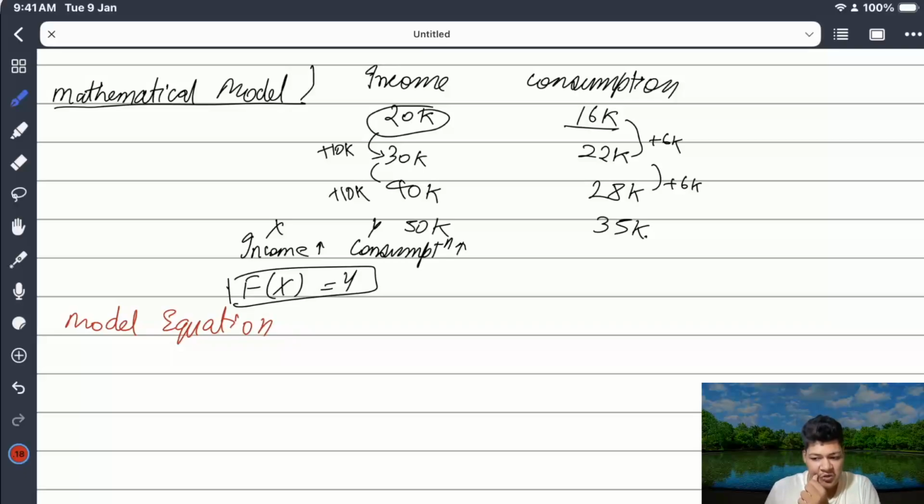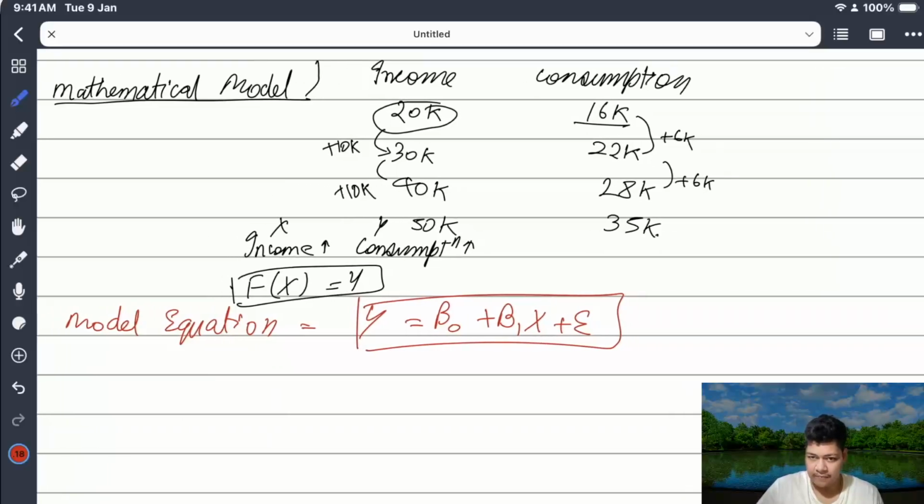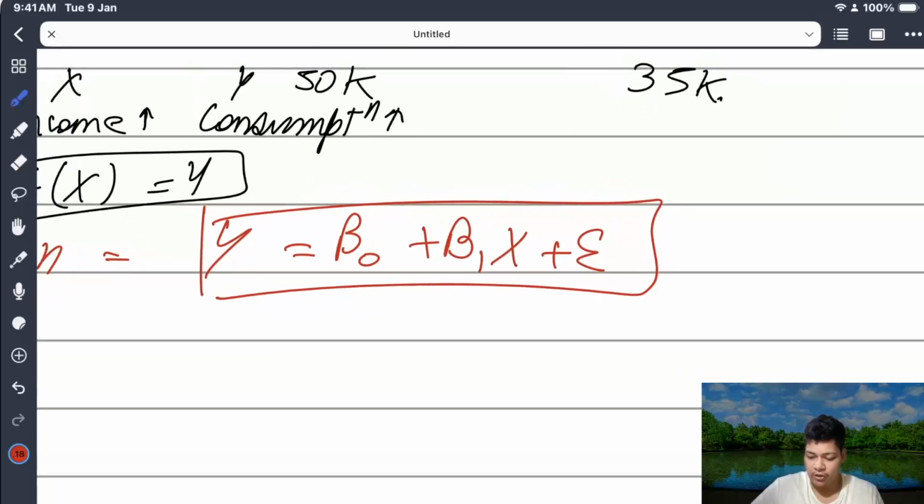For the model equation, we can say that Y, that is consumption, is equal to beta naught plus beta 1 X plus epsilon. This is the model equation: Y is equal to beta naught plus beta 1 X plus epsilon. Let's interpret this equation.